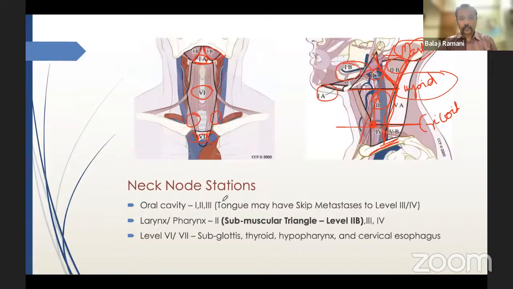Right. So if you take up the oral cavity, level 1 to 3 is going to be done. That is known as the supraomohyoid neck dissection. Tongue will have skip metastasis to level 4. So that is why you will do an extended supraomohyoid, or you will do from level 1 to 4 completely.